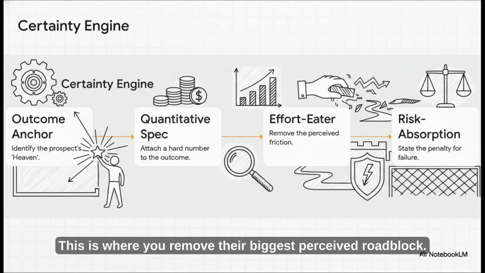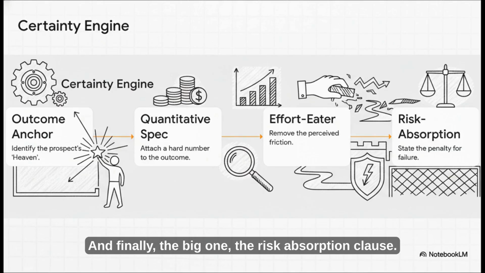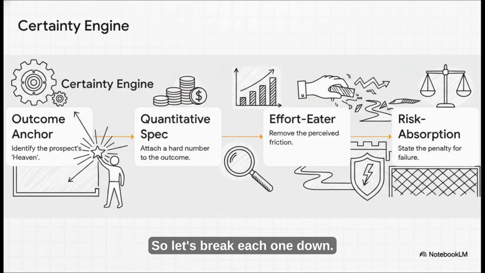Third is the effort eater. This is where you remove their biggest perceived roadblock. And finally, the big one, the risk absorption clause. That's the ultimate proof that you mean what you say. So let's break each one down.